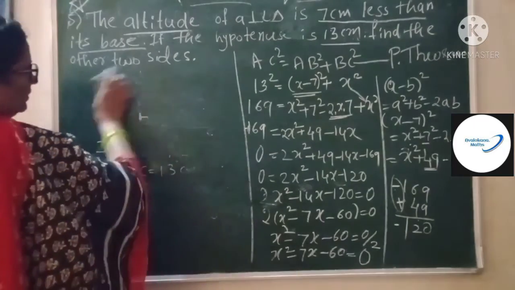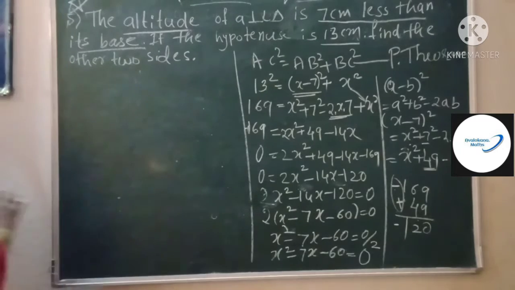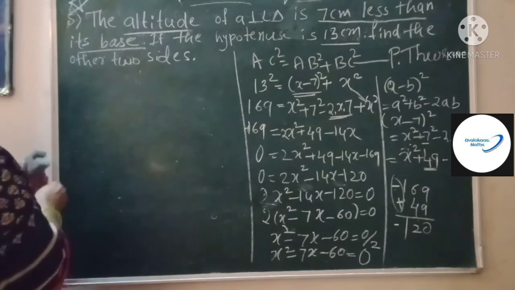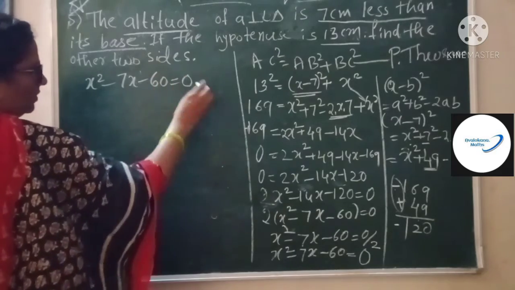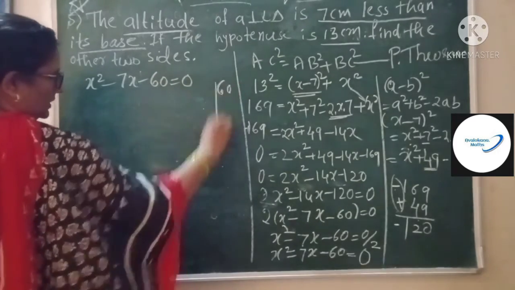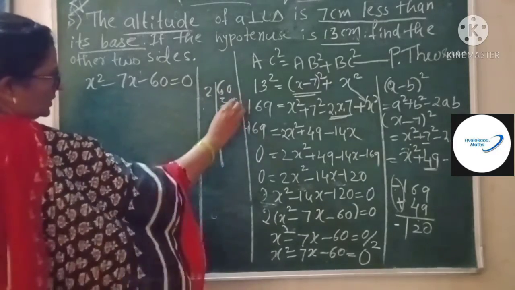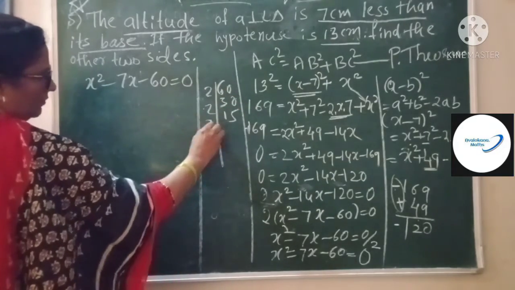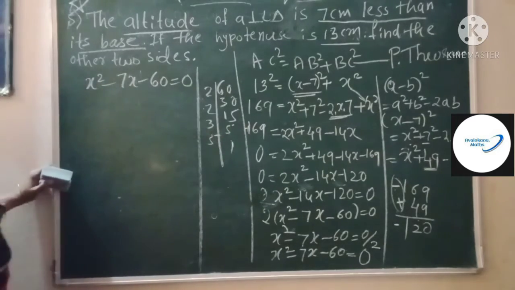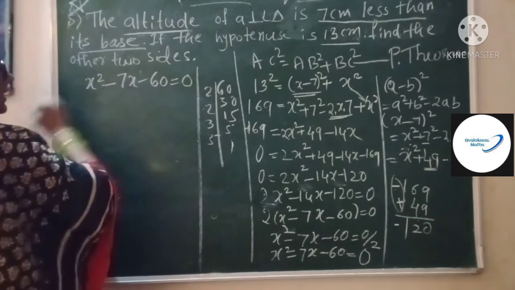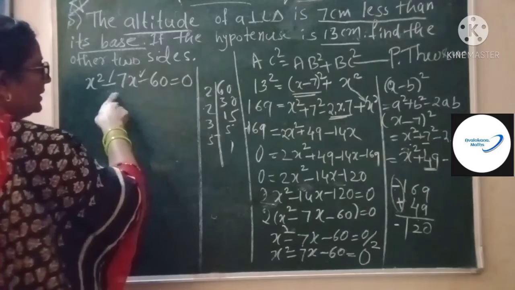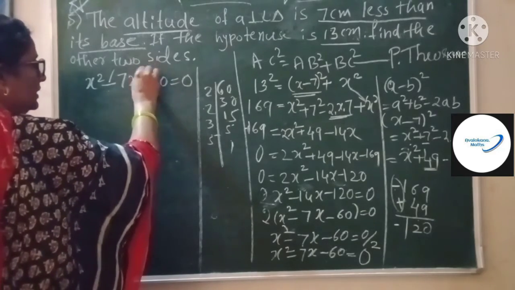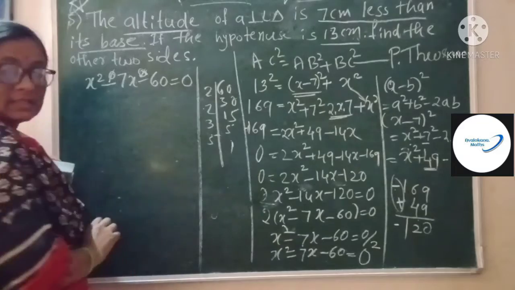I am continuing here. Now what is remaining? The factorization of this equation: x square minus 7x minus 60 equal to 0. Factors of 60: 2 30s are 60, 2 15s... then 3 20s, 5 12s. We will rearrange so that we get what we need. We have to subtract the factors and get minus 7, it says. These are the important things here.